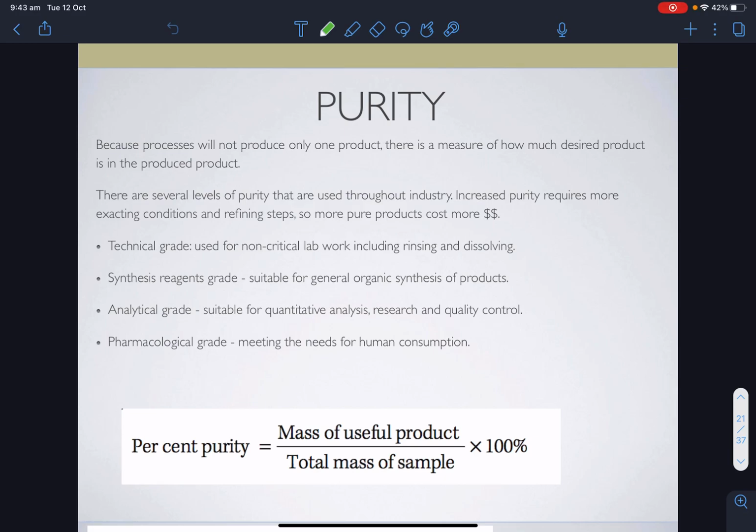Year 12. Quickly, we're going to talk about purity. It's a small little concept that we can tack on with yield.